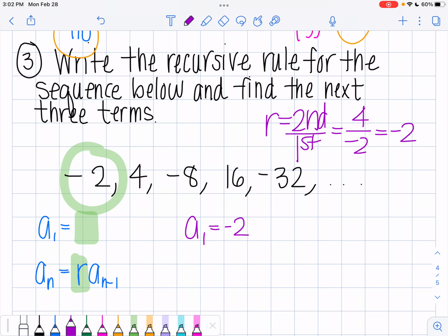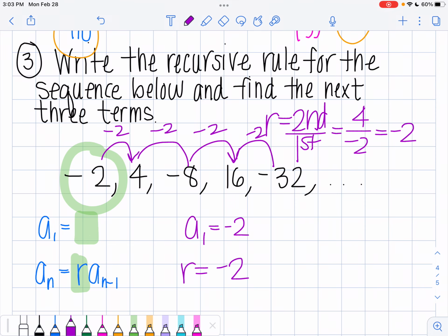Let's check to make sure this works. Negative 2 times negative 2 is positive 4. Positive 4 times negative 2 was negative 8. Negative 8 times negative 2 is positive 16. And positive 16 times negative 2 is negative 32. So that's something to notice. When you have a list of numbers or your sequence that alternates signs, that should be a clue that you're multiplying by some type of negative number because it's flipping positive, negative, positive, negative. Okay, and our common ratio is also negative 2.